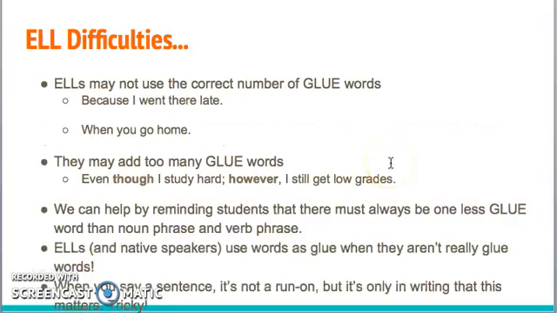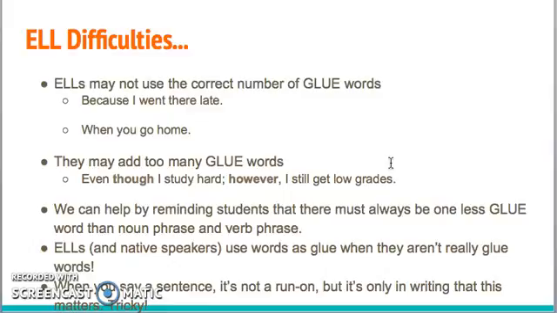So, in conclusion, here are some difficulties that English language learners might have. ELLs may not use the correct number of glue words. For example, "because I went there late," or "when you go home." Or they may add too many glue words. For example, "even though I study hard, however, I still get low grades," which is one I see a lot.